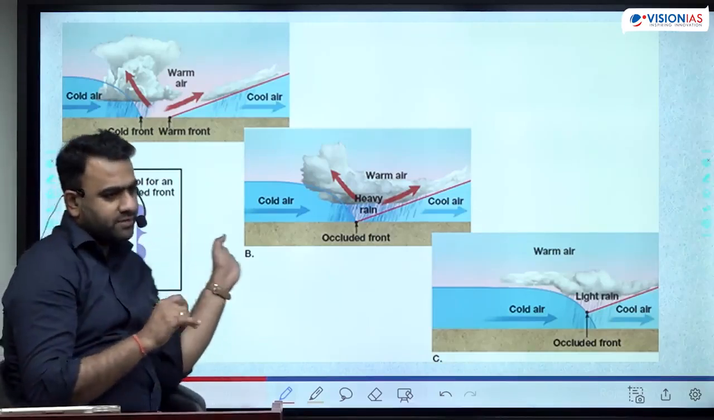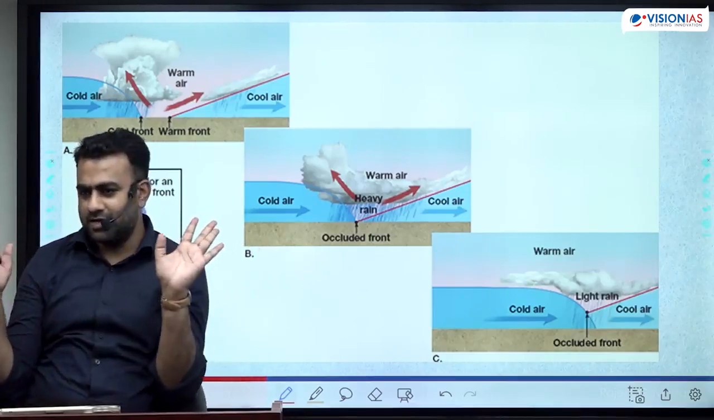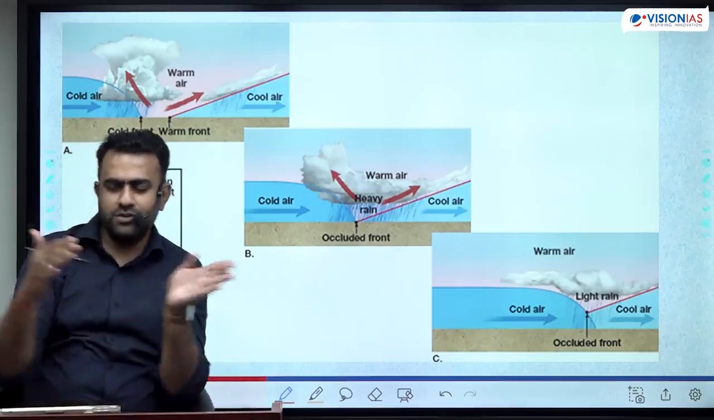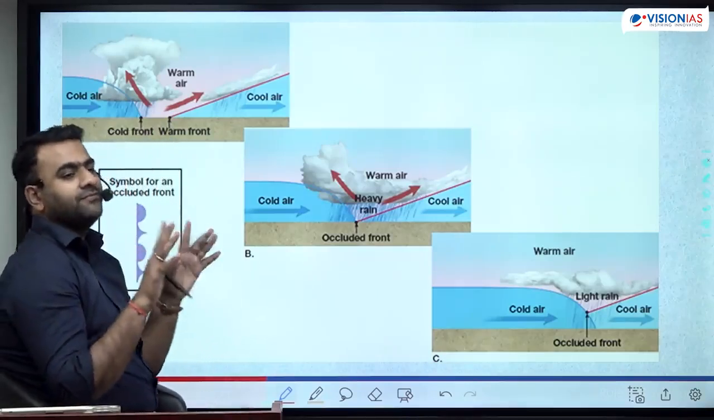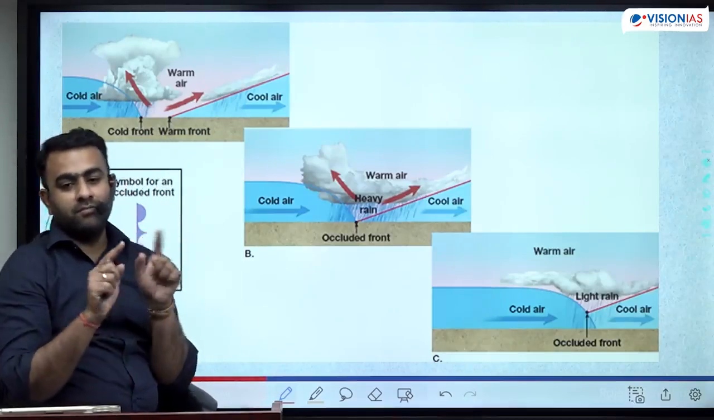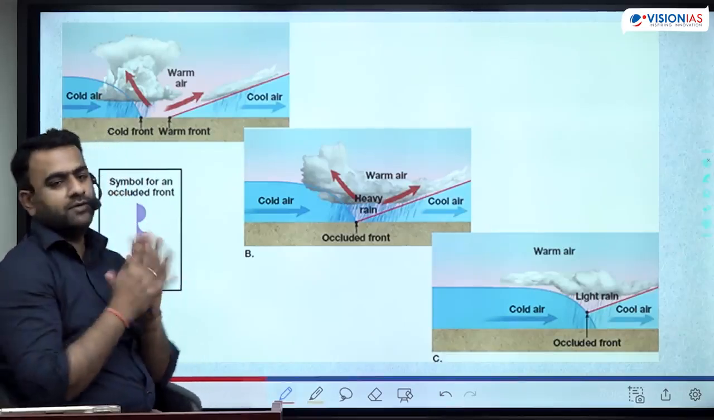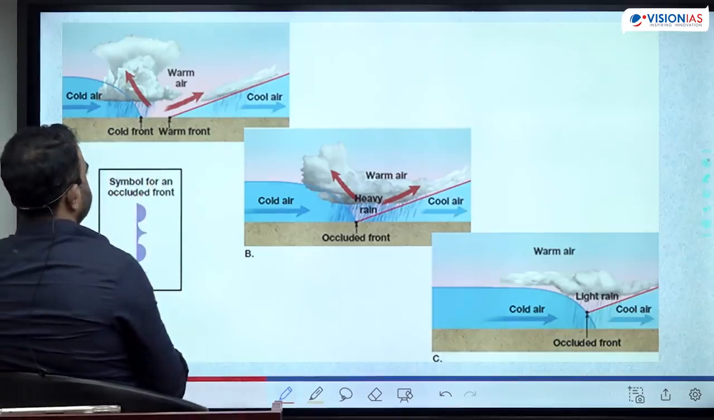Imagine from one side there is a front moving. I told you fronts are not fixed. The fronts keep moving. Warm front also shifts. Cold front also shifts. Now two different fronts will merge together. That merged front is called an occluded front.